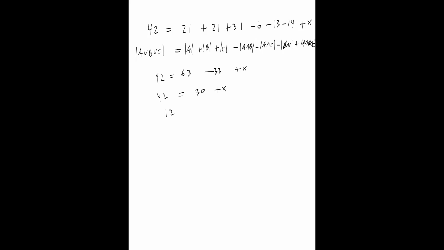21, 21, 31, minus 6, minus 13, minus 14, and then plus X. Let me think. Did I do this right? No, I did not do that right. 21 plus 21 plus 31 is not 63. It's actually 73. So you have to do your arithmetic right.